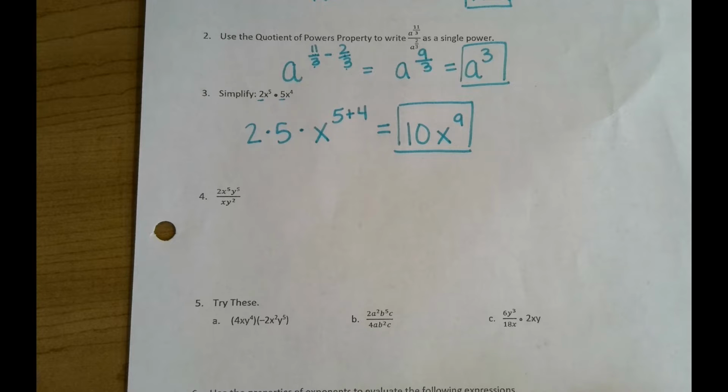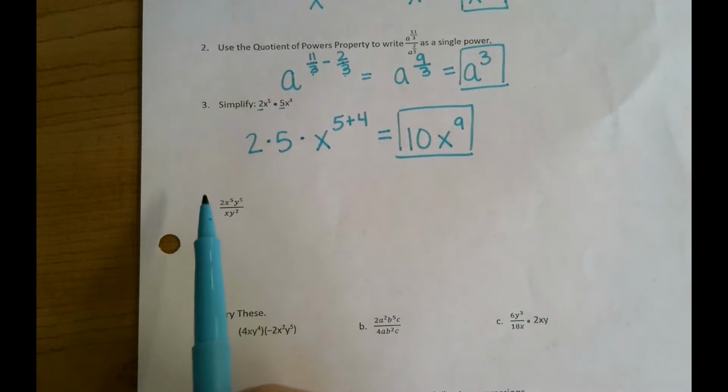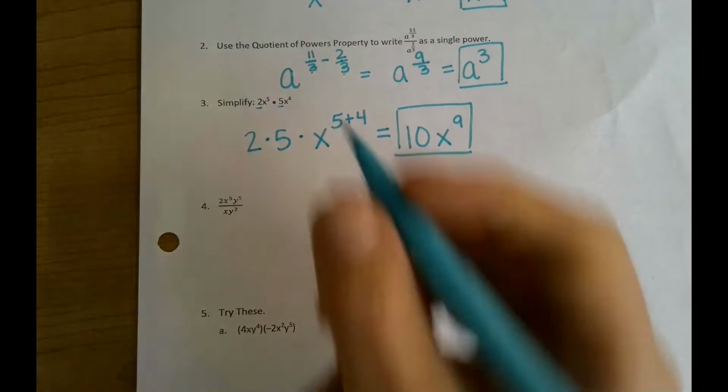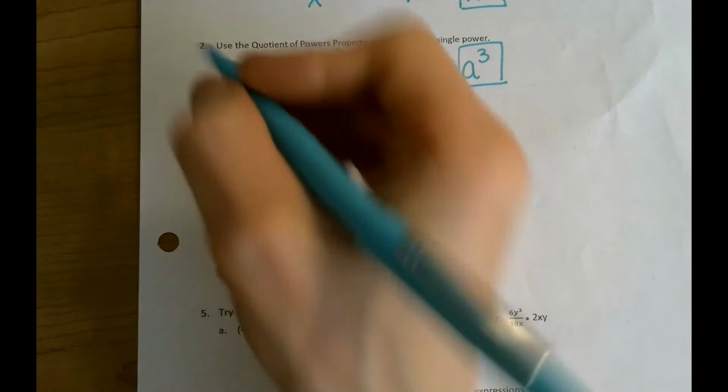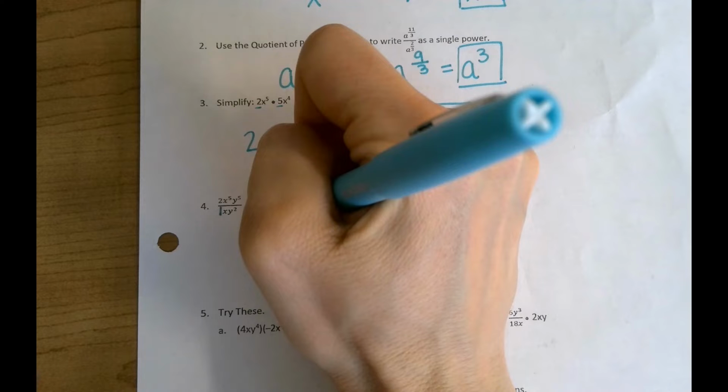Number 4. Now we have a quotient of powers. Again, I see that's the quotient of powers. I need to subtract my exponents with the same base. Also, I see that I have a 2 in the front here. I need to make sure I simplify that by dividing. There is no number on the denominator, so there's like an invisible 1 there. So 2 divided by 1 equals 2.